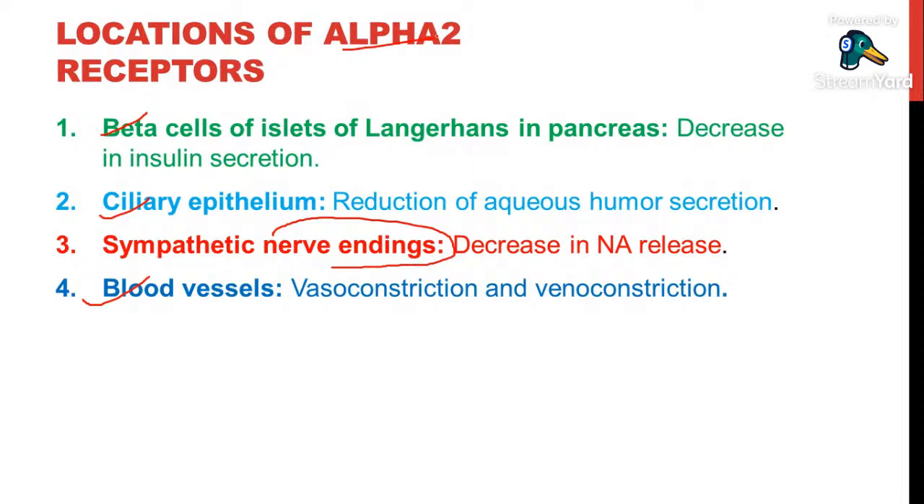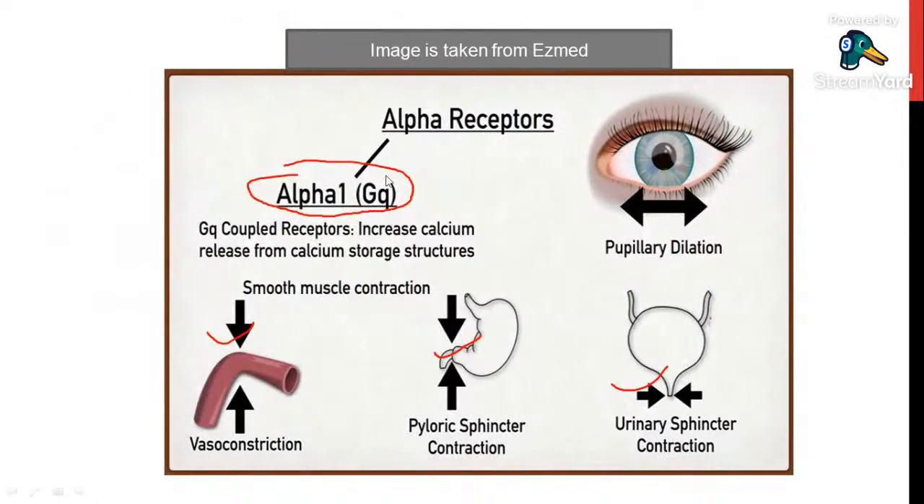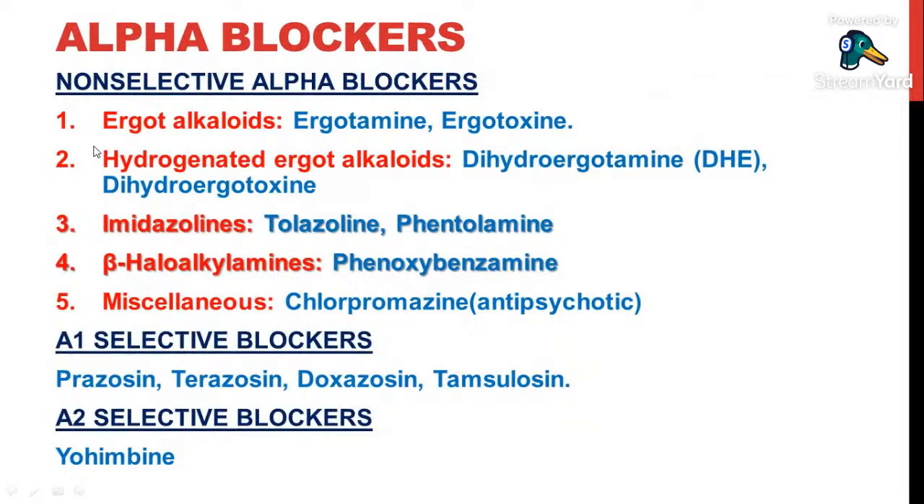When alpha 2 receptors are blocked and when alpha 1 receptors are blocked, it will show all these actions. In previous classes we have seen what actions were shown with these receptors. Now let's go back. I'm sorry. Let's try to understand the classification of alpha blockers.